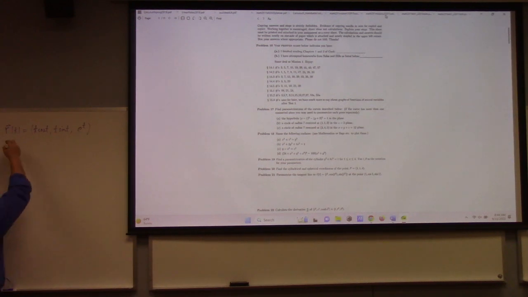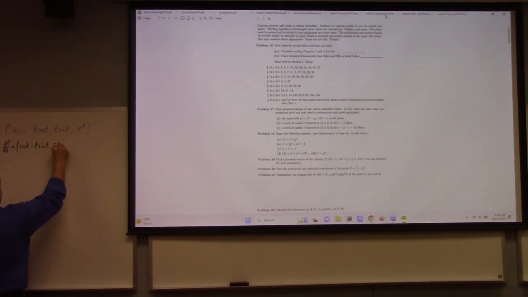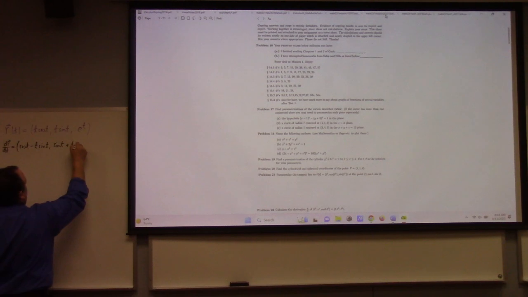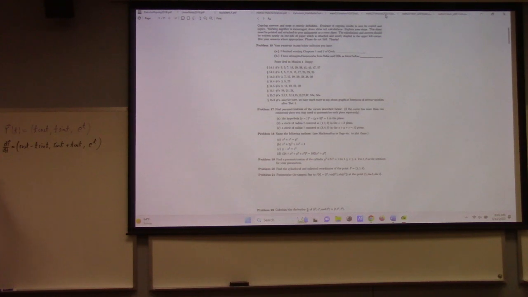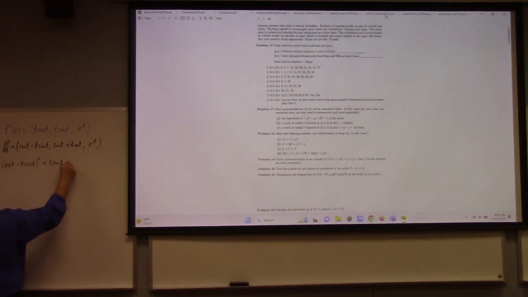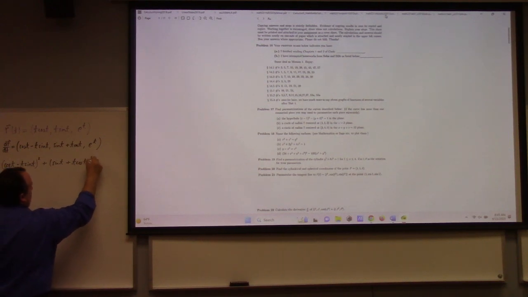So let's see here. dr dt is cos t minus t sine t, sine t plus t cos t, e to the t. And then when I calculate v dot v, take the dot product with itself, I've got cosine t minus t sine t squared plus sine t plus t cosine t squared plus e to the t squared, right?